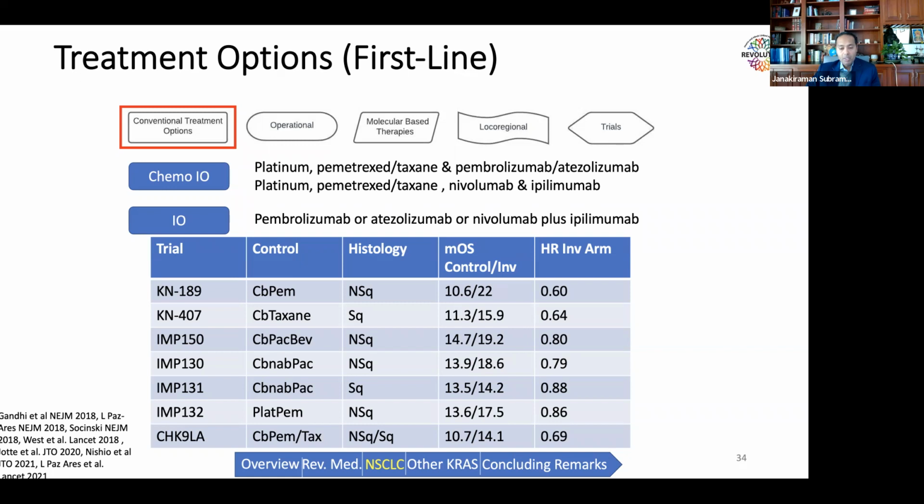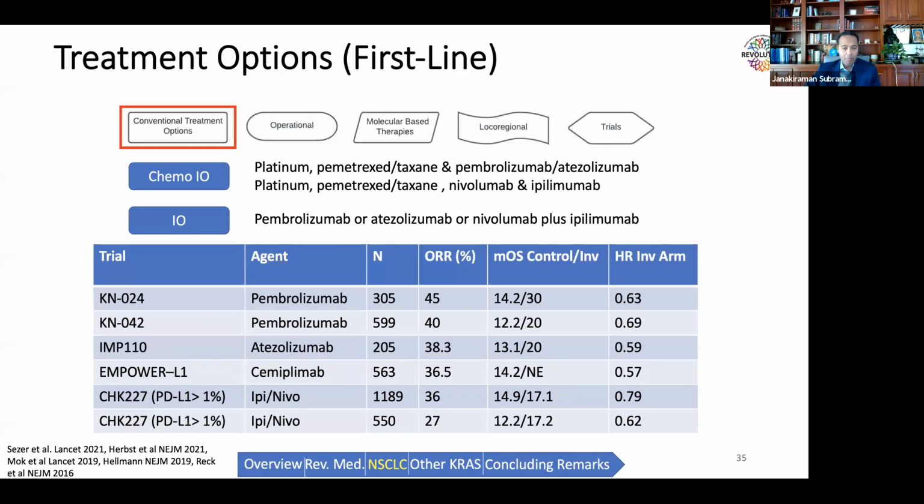Checkmate 9LA is a mix, and it's a doublet immunotherapy plus chemo. It's a different schedule, but it also showed benefit. In selected cases, it can be an option. At least that's what I do in my practice.